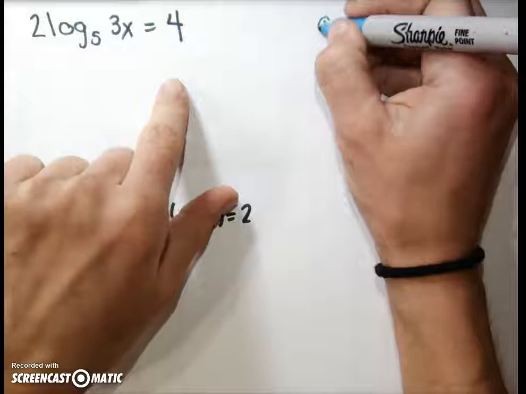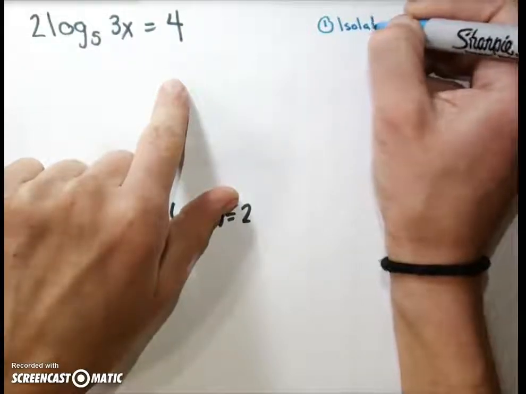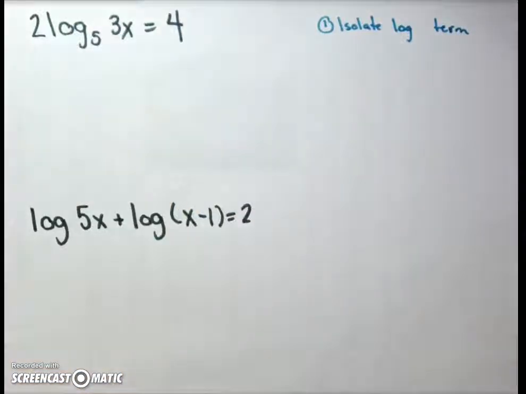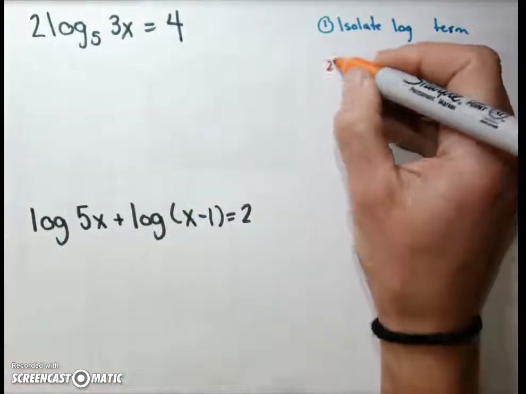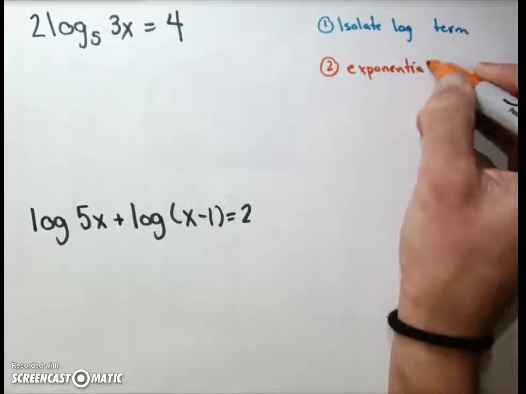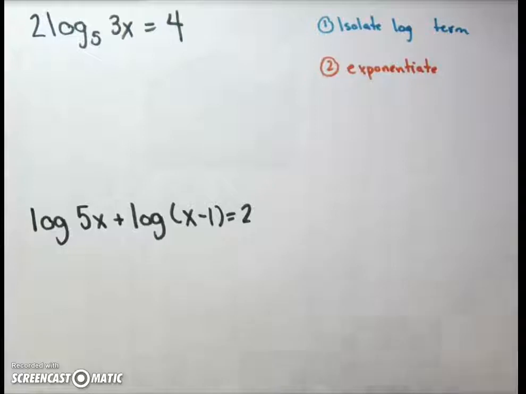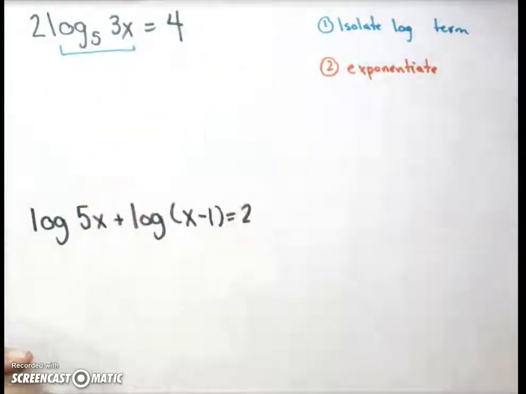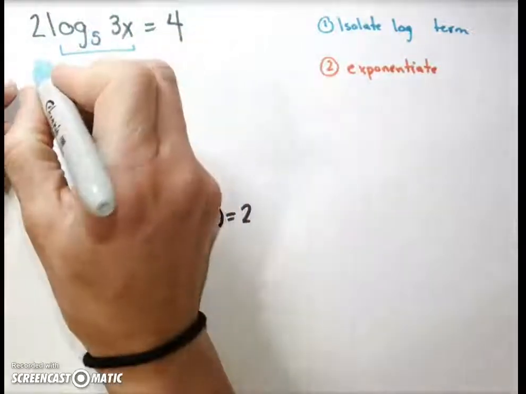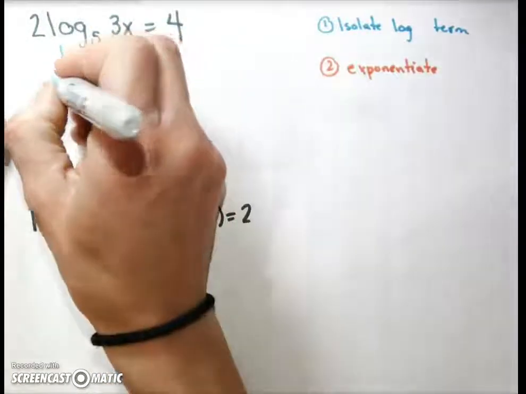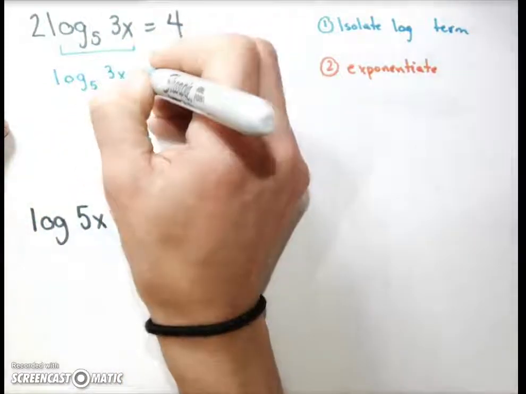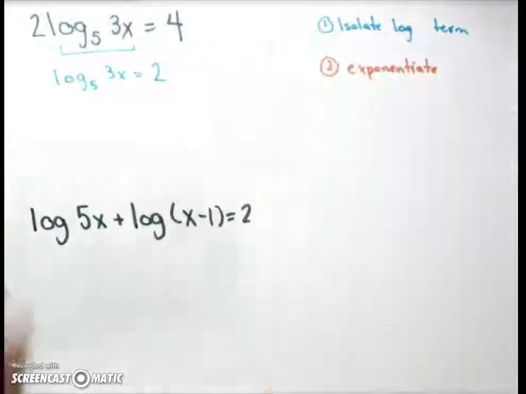So again, first isolate the log term. Second, exponentiate. So here's my log term. I need to get it by itself, so I need to divide both sides by 2. So I'll end up with log base 5 of 3x equals 4 over 2, which is just 2.